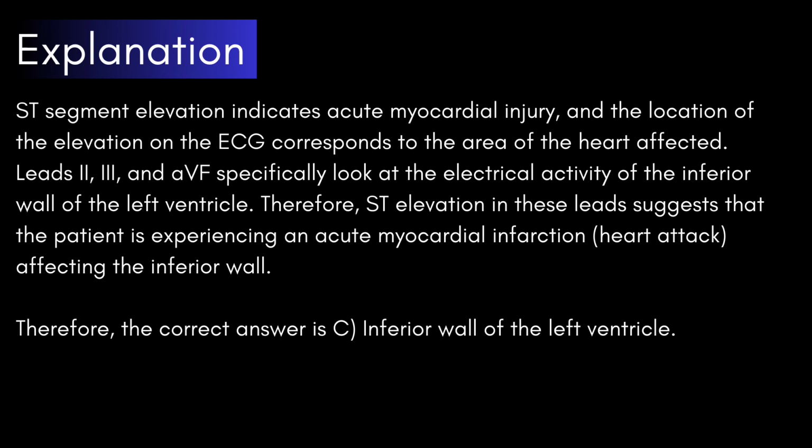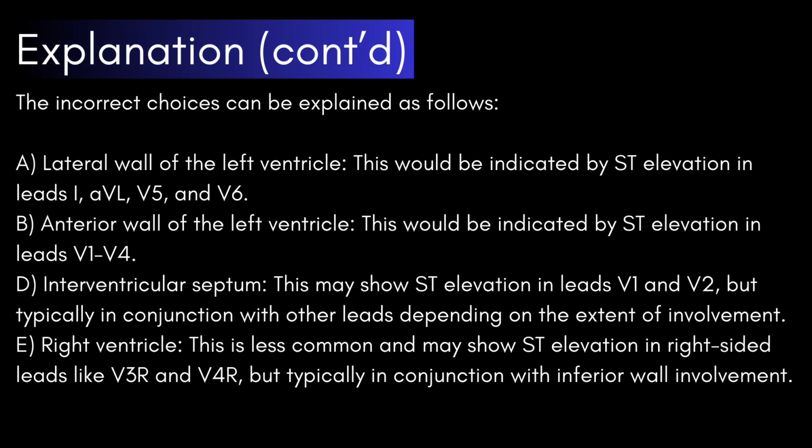All right, let's go ahead and see why the other answer choices are incorrect. The incorrect choices can be explained as follows. A. Lateral wall of the left ventricle. This would be indicated by ST elevation in leads 1, aVL, V5, and V6. B. Anterior wall of the left ventricle. This would be indicated by ST elevation in leads V1 to V4.